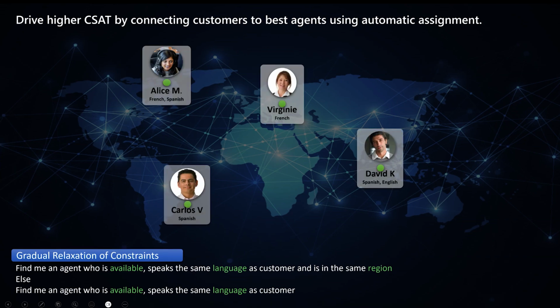Here Alice speaks French and English and is in North America. Carlos speaks Spanish and is in South America. Virginie speaks French and is in Europe. And David speaks Spanish and English and is in Asia.